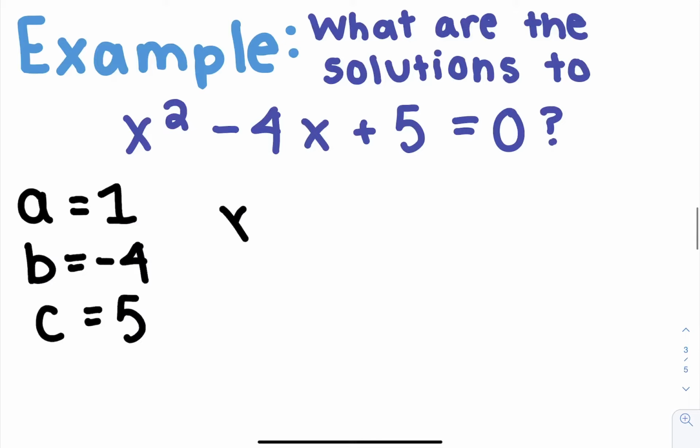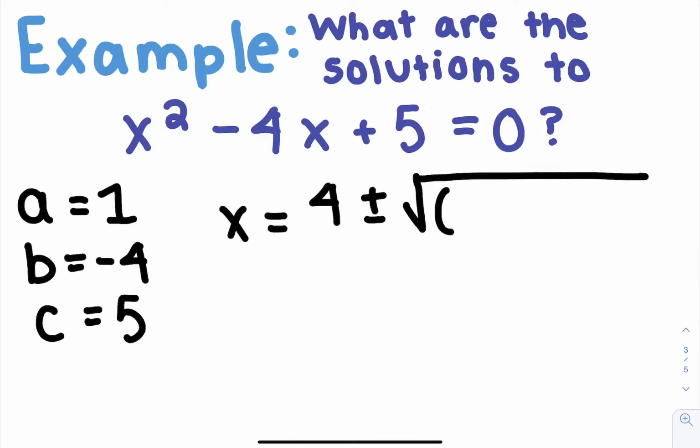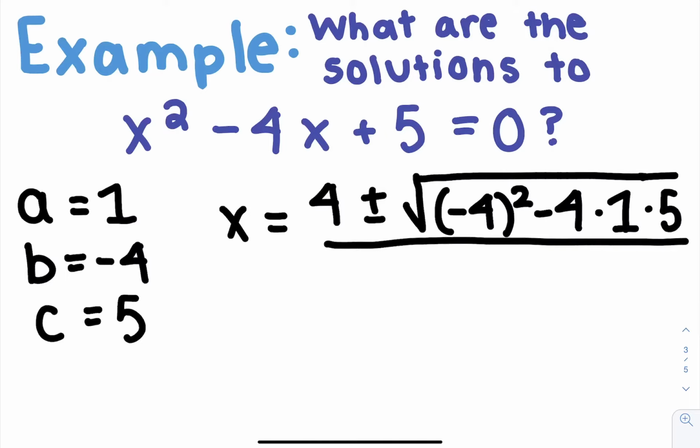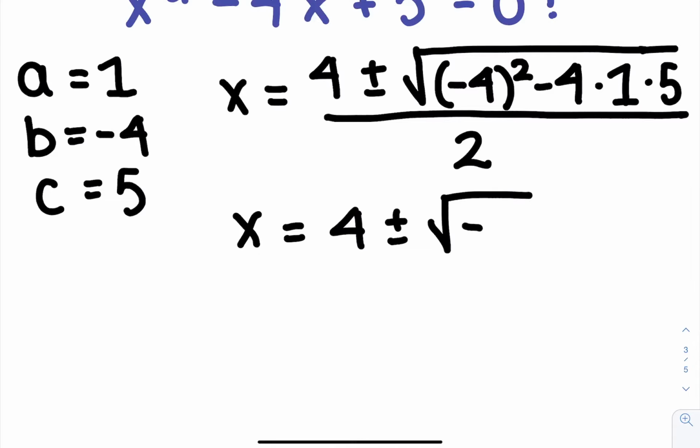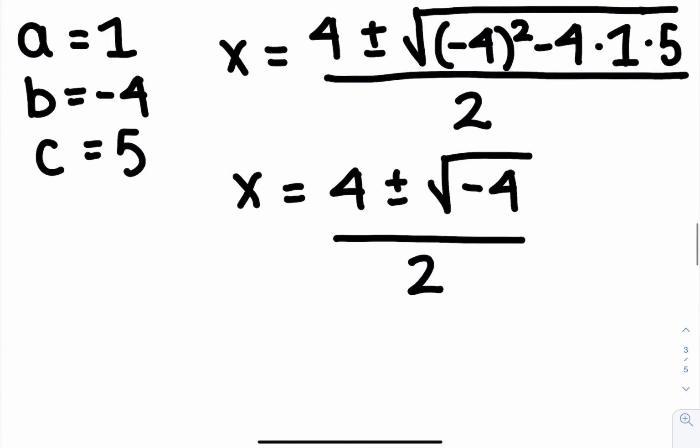Now we're going to plug into our quadratic formula. Negative b will give us a positive 4 plus or minus the square root of b squared, so 4 squared, minus 4 times a times c, all over 2a. 2 times 1 will just be 2. So now we'll get x is equal to 4 plus or minus. If you plug in what's under the square root into your calculator, you're going to find out it's a negative 4 all over 2.